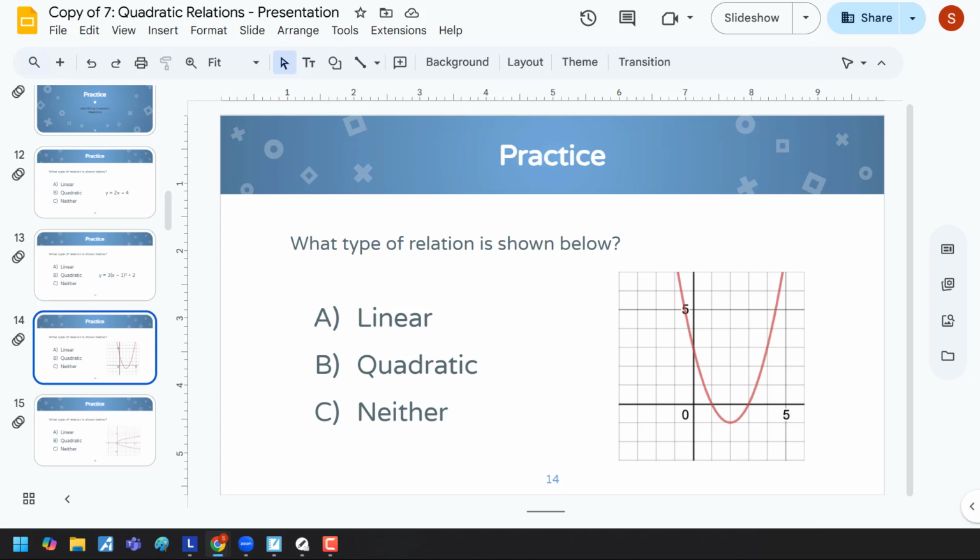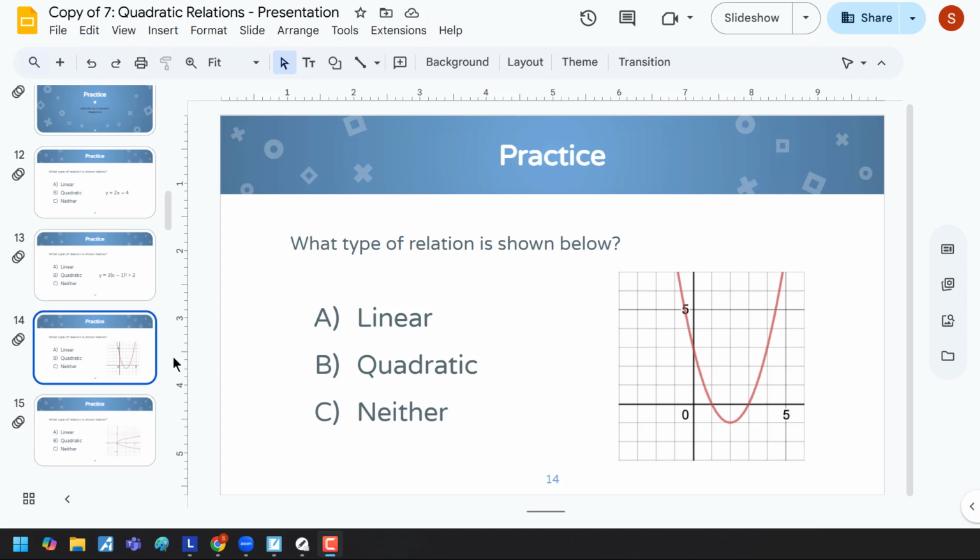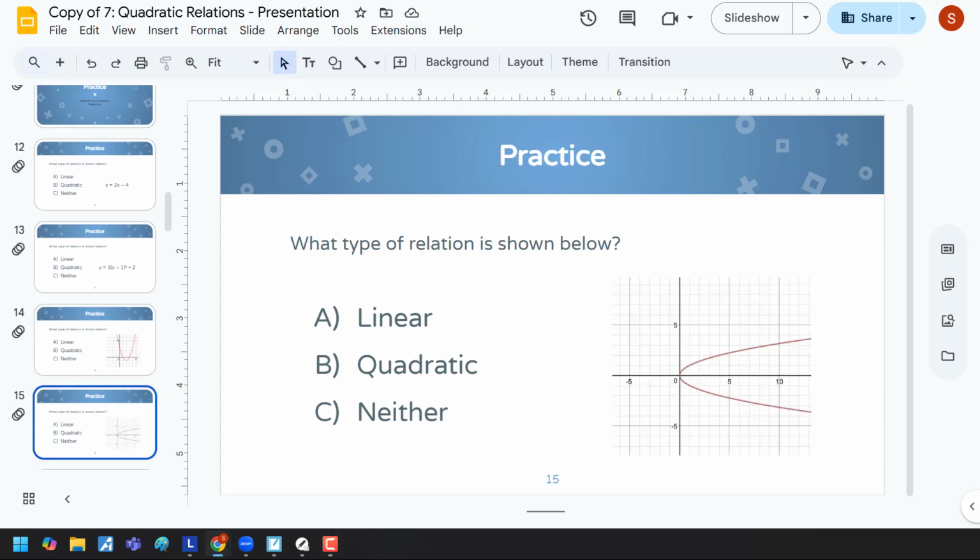All right, what about this? We'll do the same thing. And I think we're going to end the poll now. So here we have A, B, C. Most of you said B. And the answer is B. It is a quadratic. Well done. So a quadratic, remember, looks like a U shape. And once again, I'm not asking you to solve exactly right now. We're just looking at the general shape.